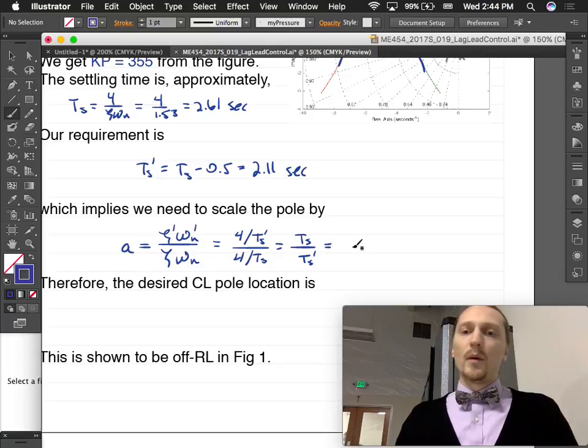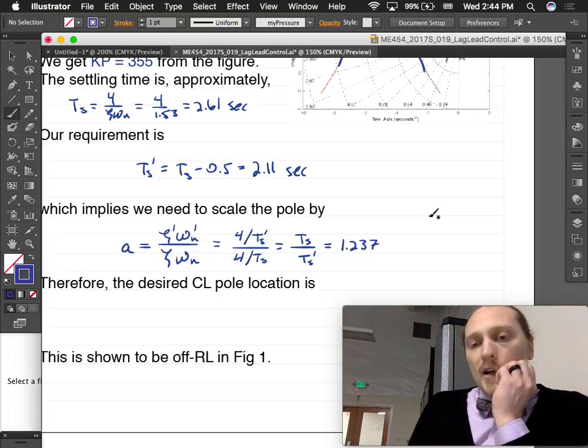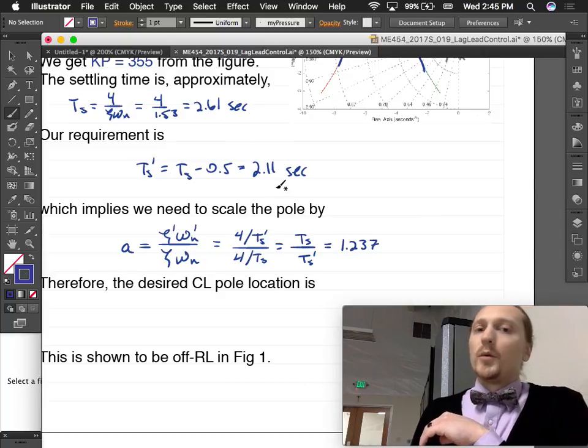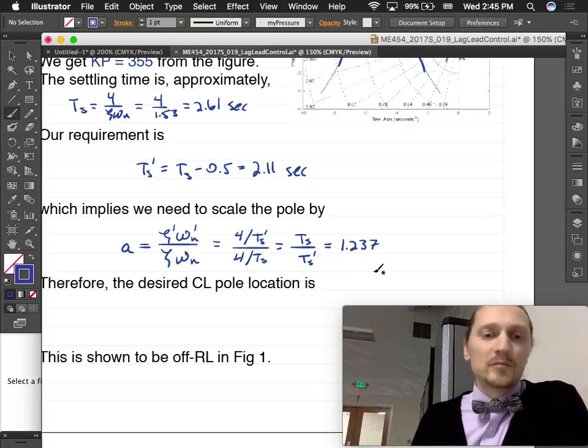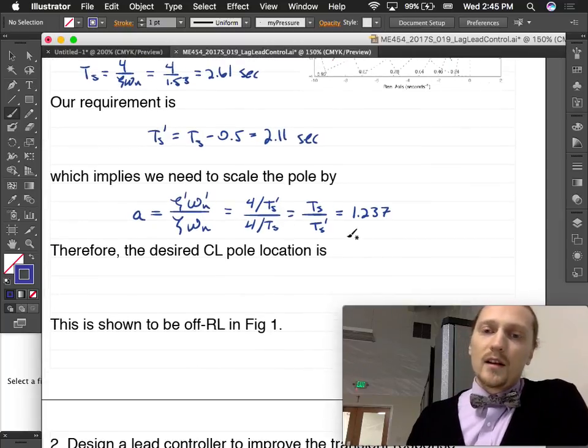So what we want is for the factor that we scale the pole by to be 1.237. Okay? If you just plug in 2.61 divided by 2.11, it's approximately 1.237. So that's our scaling factor.